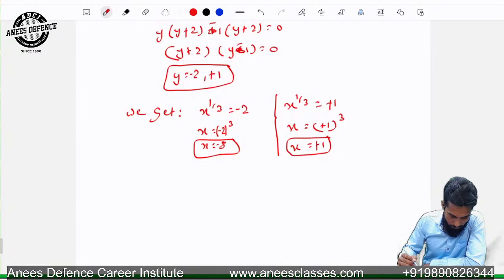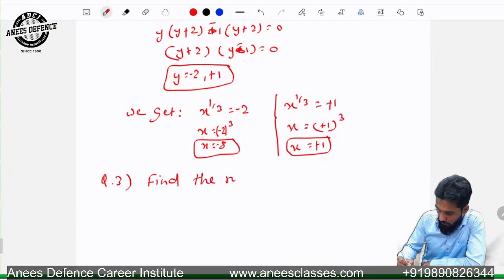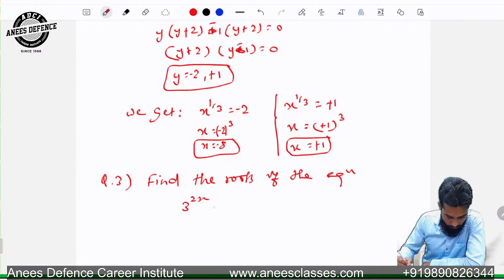Try to solve this question, all of you, if you are able to understand it. Question number 3. They are asking you to find the roots of the equation. And what is the equation there? 3 raised to 2x minus 10 into 3 raised to x plus 9 equal to 0.